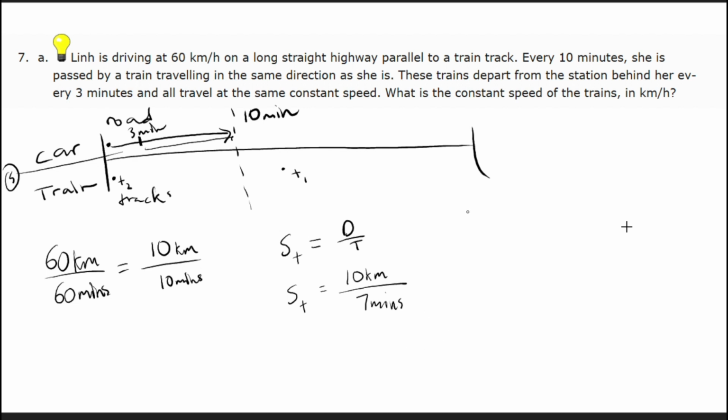So 10 kilometers in 7 minutes. We have to write it in hours. So it'll be something over 60 minutes because that's 1 hour. Call this value x. And x is going to be, we'll multiply both sides by 60 minutes, and then we get 600 kilometers every 7 minutes.